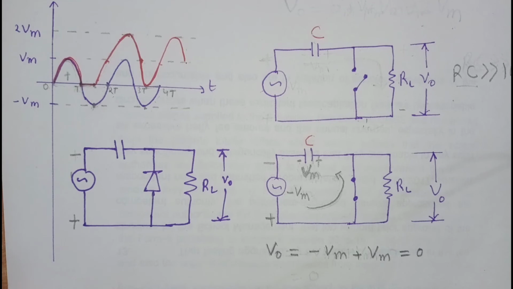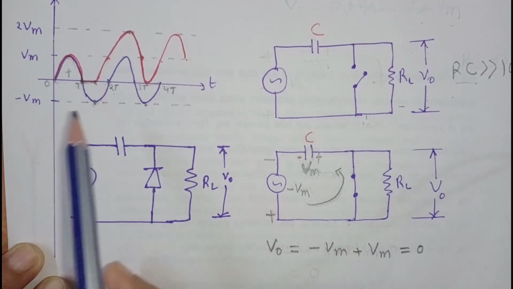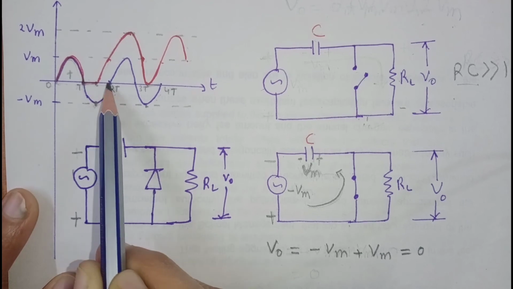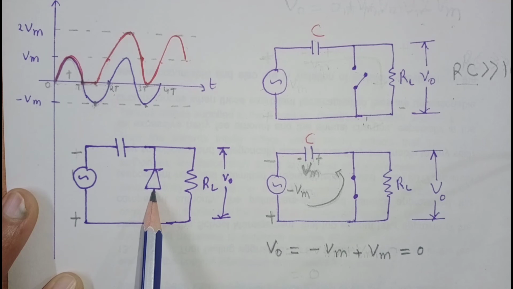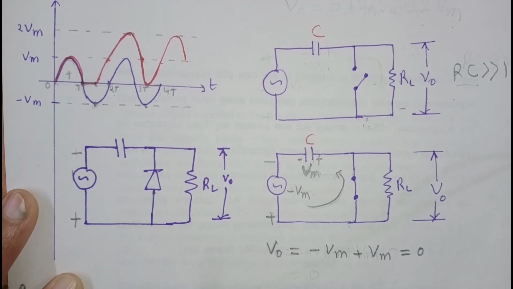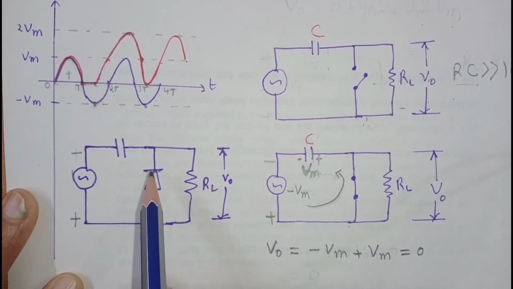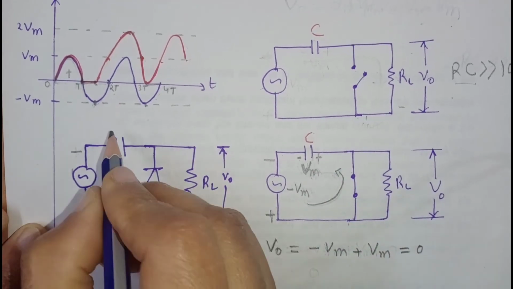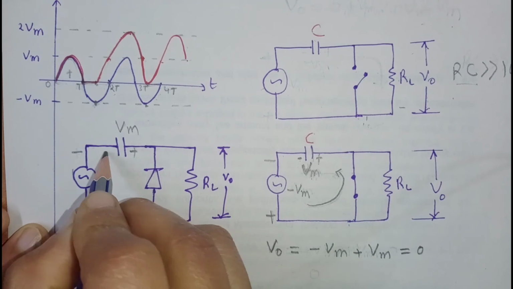Now, beyond the negative peak, during this period the diode will be reverse biased. The diode will be reverse biased because the capacitor is charged with Vm, with this polarity.